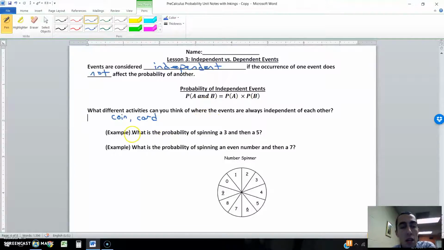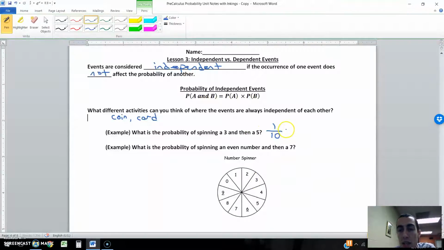As another example, we want to know the probability of spinning a 3 on this number spinner and then spinning a 5. It would help if this number spinner actually had some sort of pointer on it so we could spin it, but I think you get the idea. The probability of spinning a 3 first: there is one 3 on the spinner board, and each of these spinner sections has an equal area. So the probability will be 1 out of 10 sections, 1 out of 10 of getting a 3.